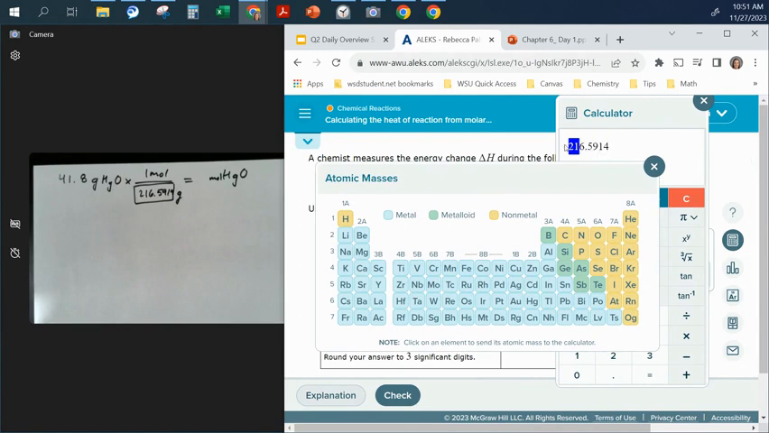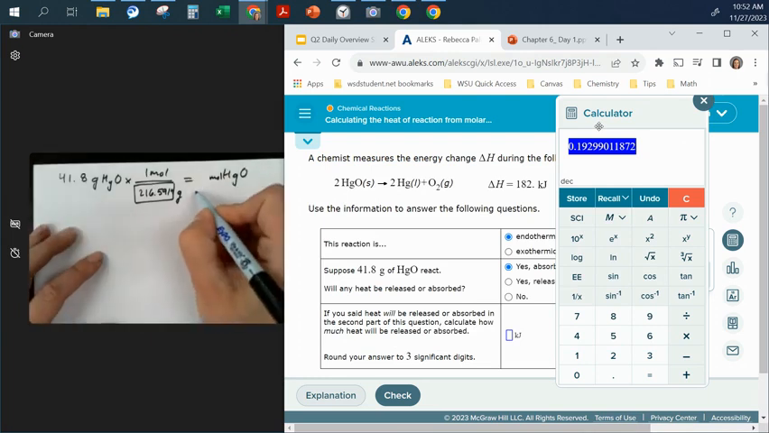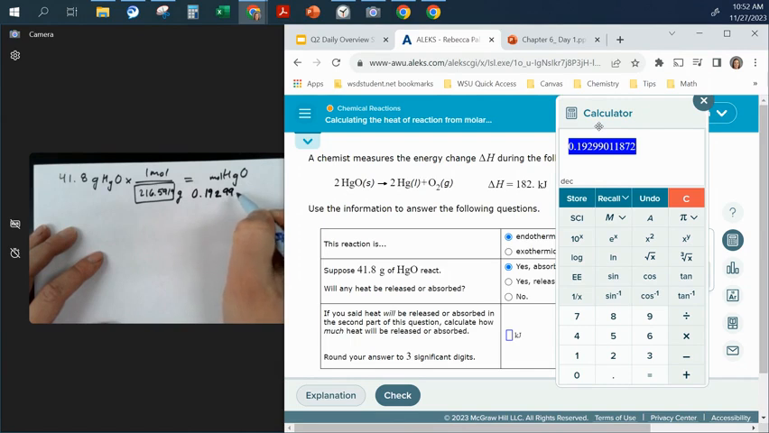So I'm going to take my number, divide by the molar mass. So 41.8 divided by my molar mass. Oops, I don't know why it doesn't do that. Divide by this number. So we just calculated how many moles of mercury oxide we have. So we just have a small amount. We don't have a lot. 0.19299, something like that. This is moles of mercury oxide.